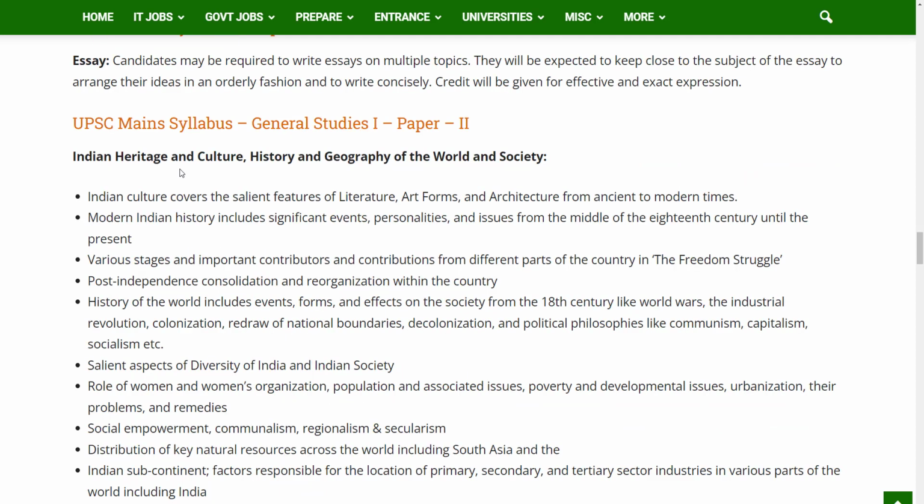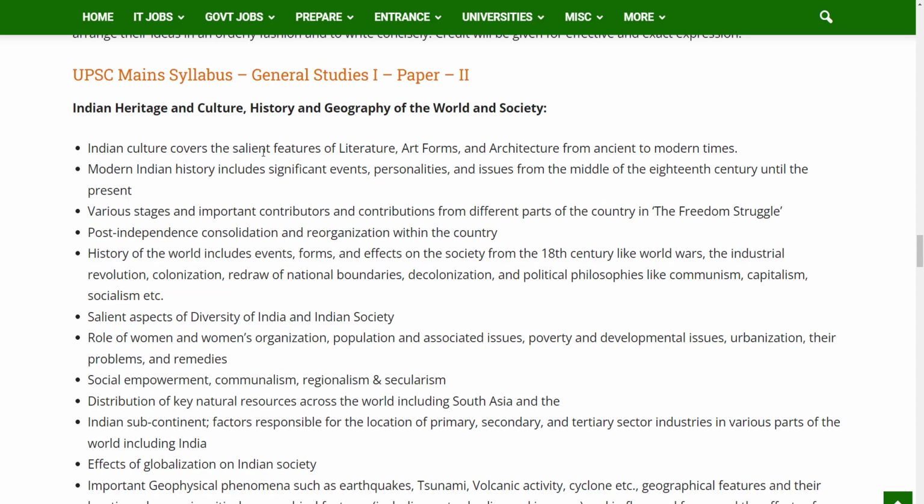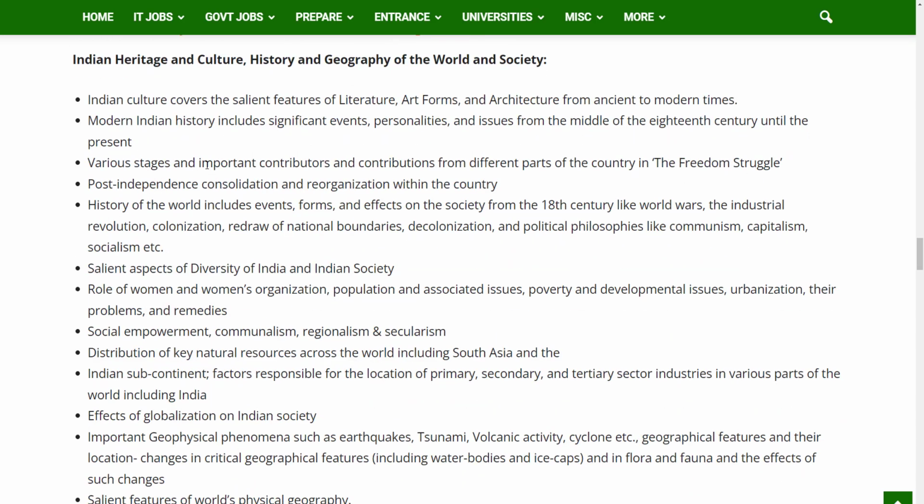And while looking at the syllabus for General Studies 1, which means paper 2, you will have Indian heritage and culture, history and geography of the world and society. You will have Indian culture covers the salient features of literature, art forms and architecture from ancient to modern times. Modern Indian history includes significant events, personalities and issues from the middle of the 18th century until the present. Various stages and important contributions from the different parts of the country and so on.